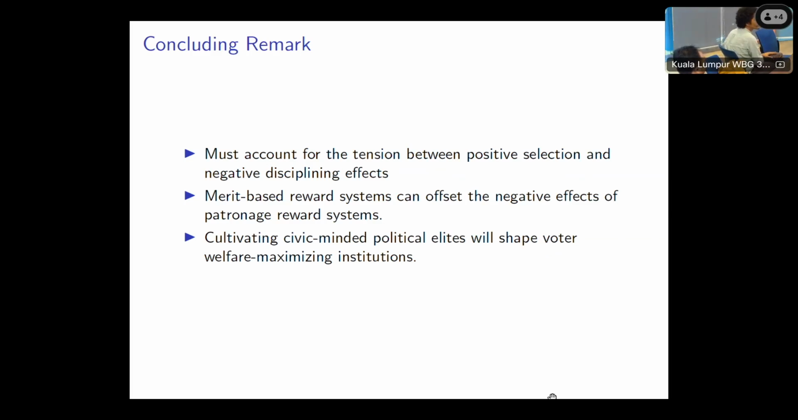Merit-based reward systems can offset the negative effects of the patronage reward systems. And at the end of the day, the cultivation of civic-minded political elites, which I don't know how to do, will shape voter welfare maximizing institutions.